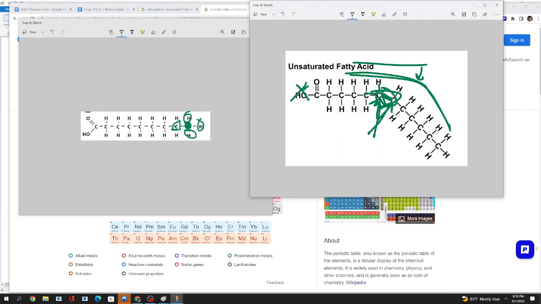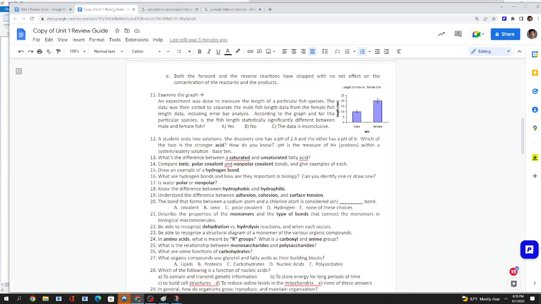Note that. Also, unsaturated fatty acids are going to be seen in oils because they're not able to be compact. They can't really be a solid. They're going to be more liquidy because of that. The atoms have more free range with where they're going. So that's that. Compare ionic, polar covalent, and nonpolar covalent bonds and give examples of each.